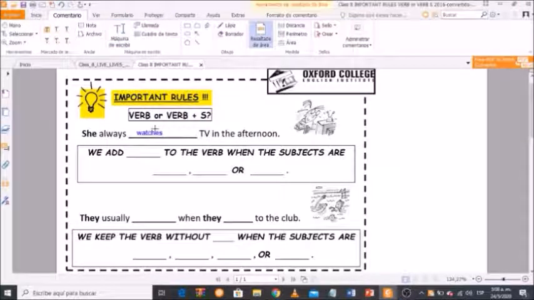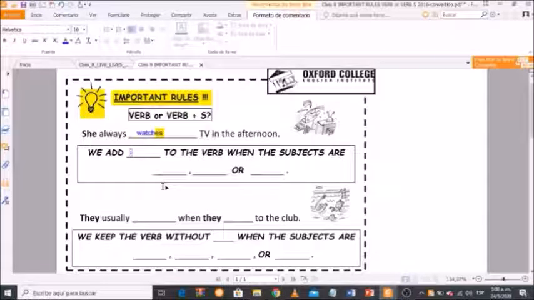Y no se preocupen porque vamos a estudiar después en qué casos agregamos una S solita o una ES. Entonces, nuestra regla quedaría. We add, es decir, agregamos, we add. And what do we add? ¿Qué agregamos al verbo? Okay, very good. We add S or ES to the verb when the subjects are. Entonces, agregamos S o ES al verbo cuando los sujetos son. ¿Y qué sujetos habíamos dicho? Okay, very good. He, she, or it. Very good.